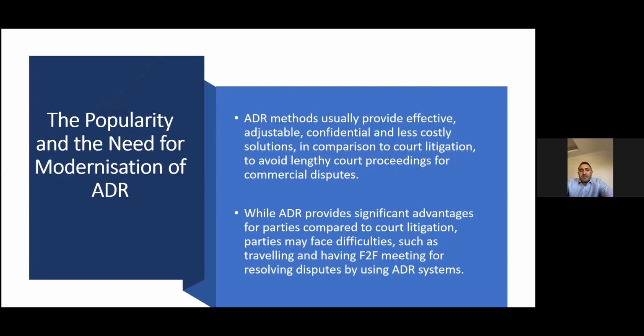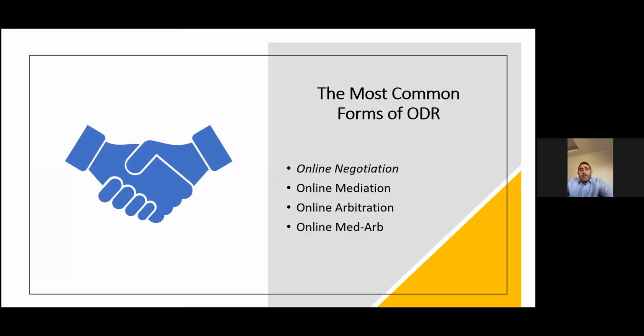and online arbitration. Basically, in online negotiation, negotiation means there are no third parties. The parties, without any third party, are trying to reach an agreement. There are two types of online negotiation. One is assisted negotiation, another is automated negotiation.